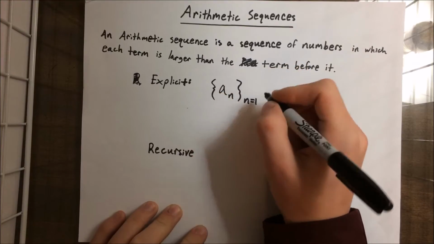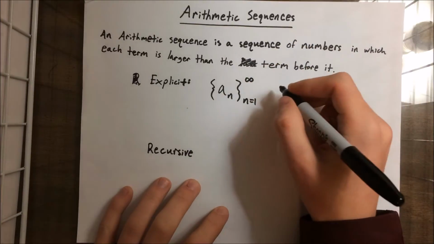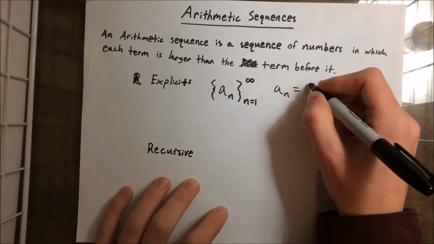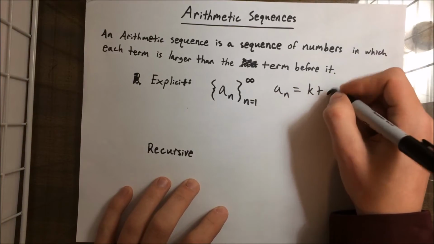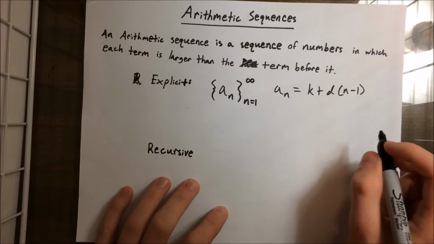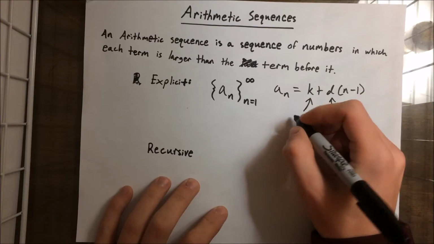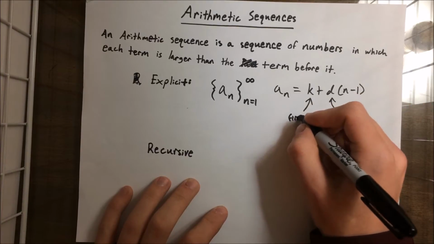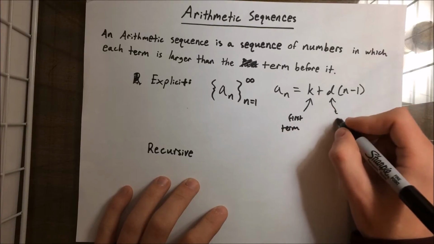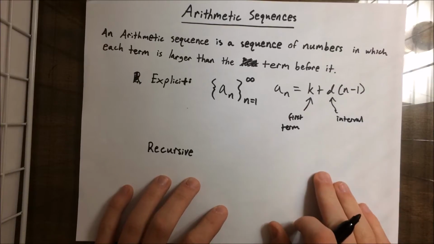A sub n, where n goes from 1 to infinity, where a sub n is equal to k plus d times n minus 1. Okay, so in this, k is the first term, and d is the interval. I'll explain that in a bit.